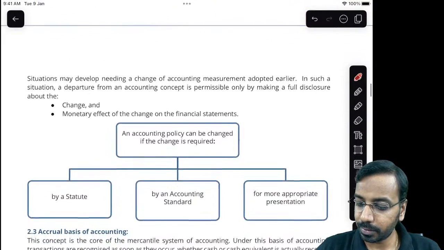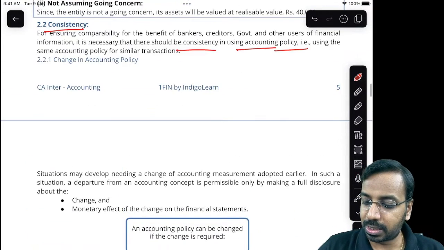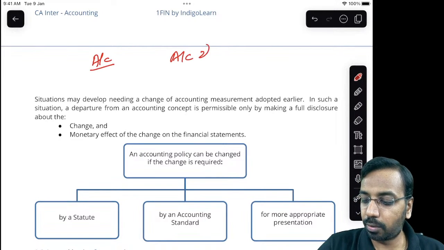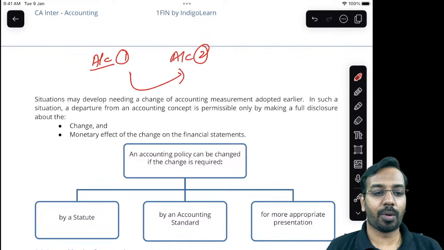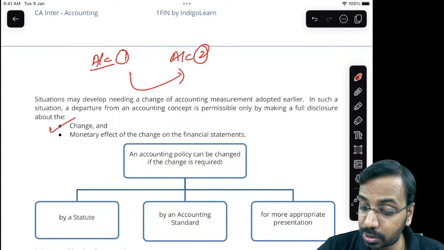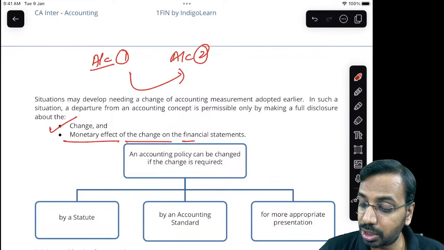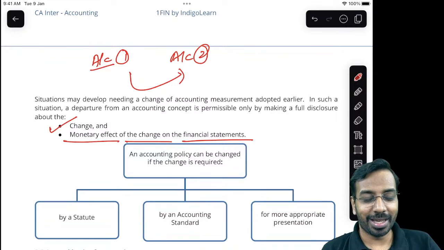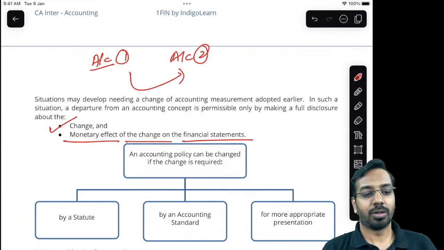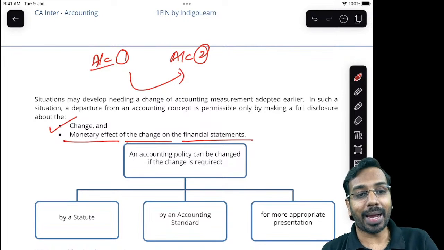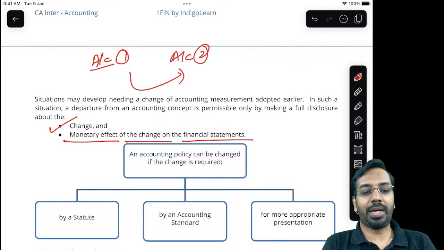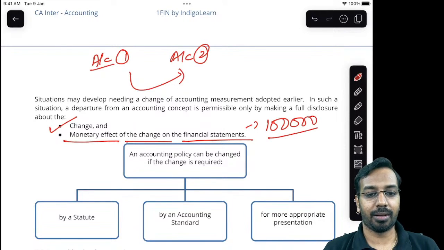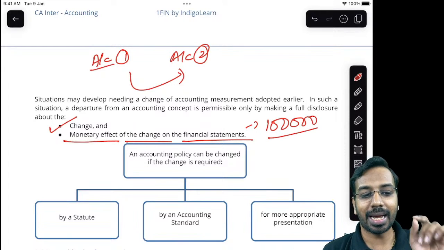Now, whenever there is a change in accounting policy, for example, last year we followed one accounting policy, this year we want a second accounting policy. If there is a change in accounting policy, then what must be disclosed? We must disclose the change and the monetary effect of the change on the financial statement. Meaning, what is the change? We changed the valuation method for inventory from FIFO method to weighted average method. So what is the change? What is the monetary impact? Because we changed from FIFO method to weighted average method, we have a monetary impact of, let us say, profit is overstated by 1 lakh or profit is understated by 1 lakh. That has to be disclosed.